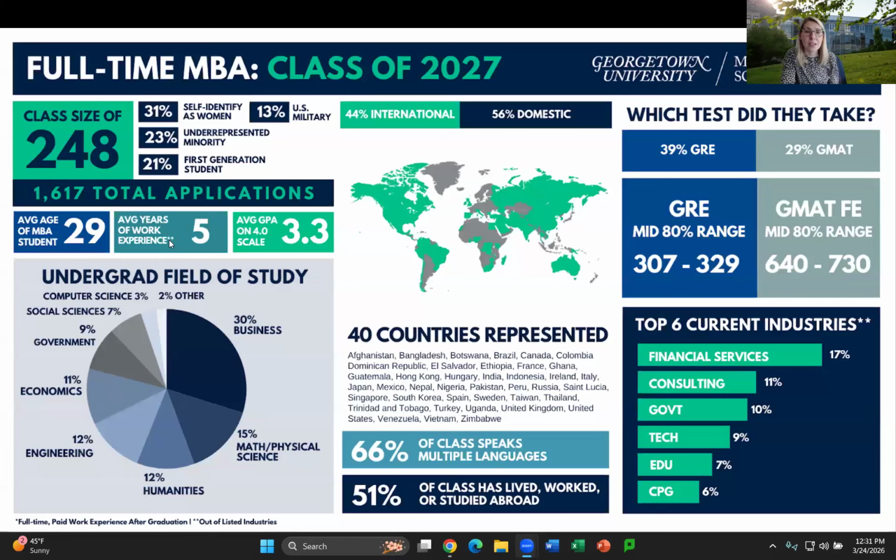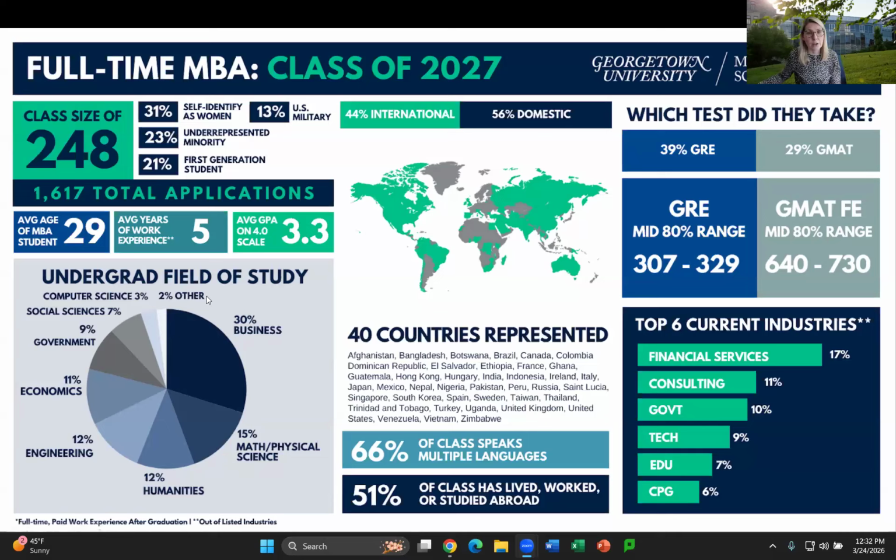Okay, so this big page of infographics is our class profile of the full-time program. So this is the full-time class that started this past fall 2025. They'll graduate in May 2027, so they're the class of 2027. There were 248 of them. You see some demographic details up here. You see the top of the funnel, so the total applications. You're going to see average age, work experience, GPA.